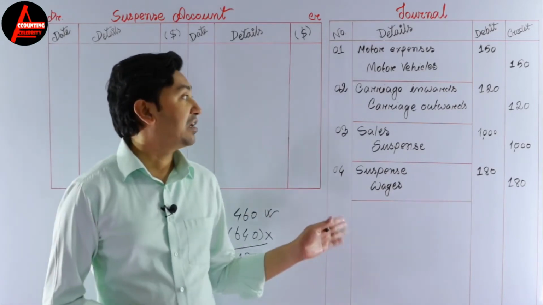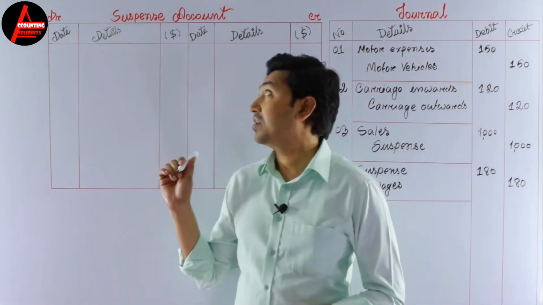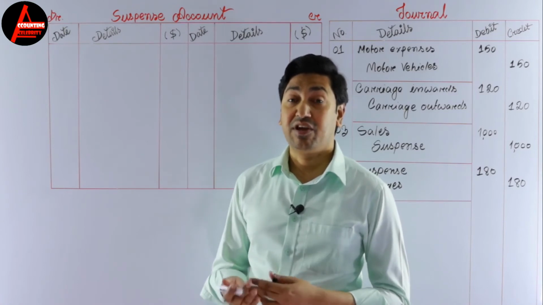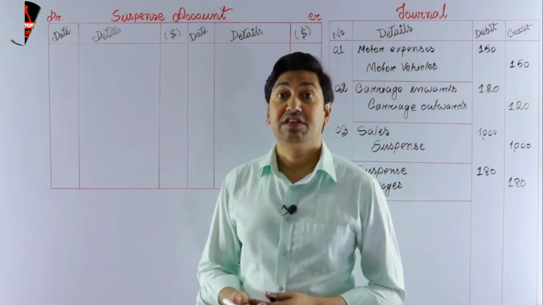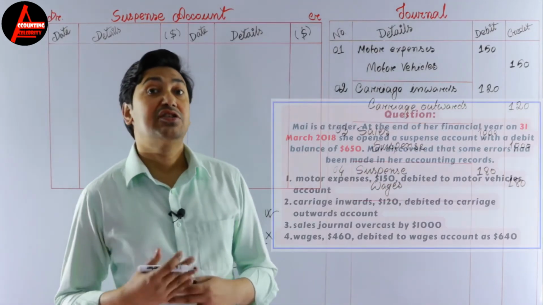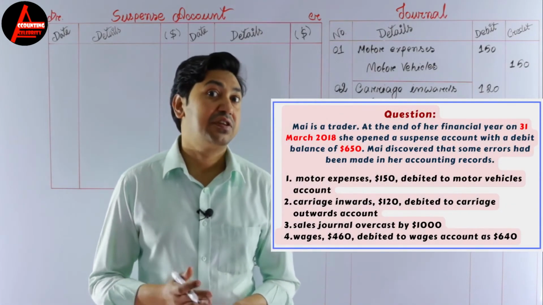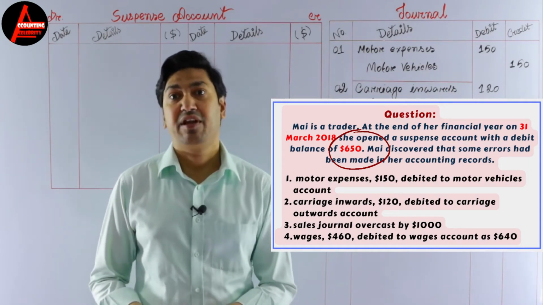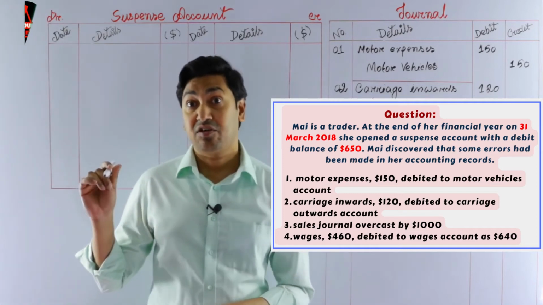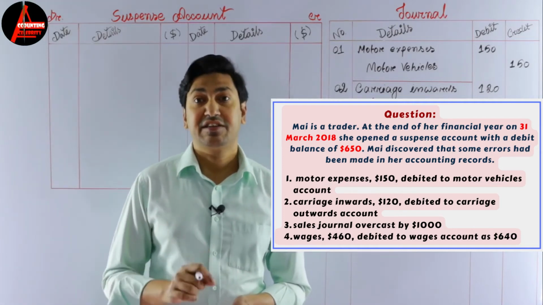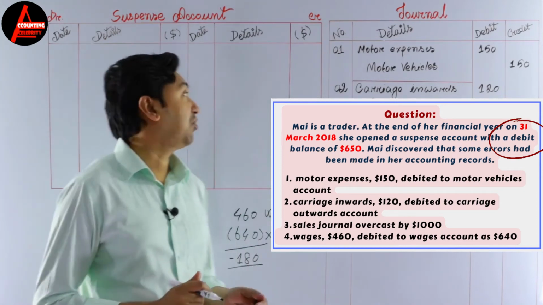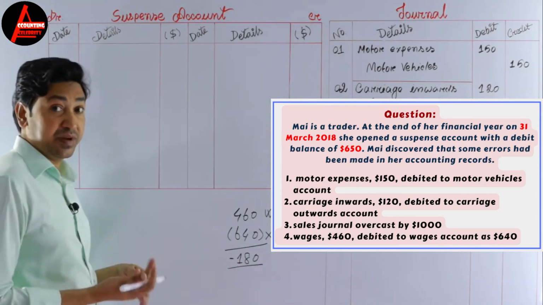Now we have to enter this transaction here in the suspense account. Okay, so here already we have seen in the question that there was a balance of $650 on the debit side of the suspense account. This is the difference between the debit and credit columns of the trial balance. So this difference will be recorded here in the suspense account first of all. As it is a debit balance, in the question it is written that it is a debit balance, so we have to record it here on the debit side of the suspense account.